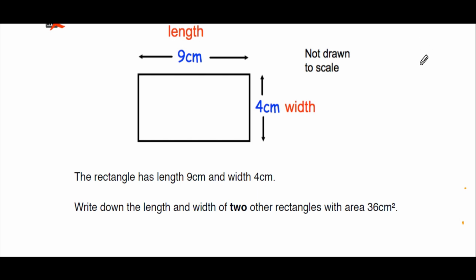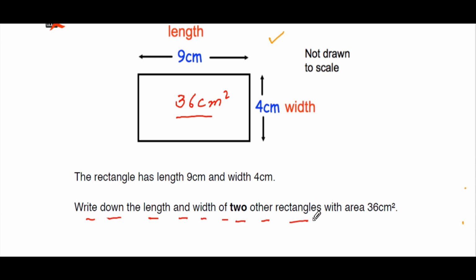Welcome to your challenge question today, and this was the question you were asked to do. What we need to do in this question: you are given the area, which is 36 centimeters squared. What they're asking you is to write down the length and width of two other rectangles.